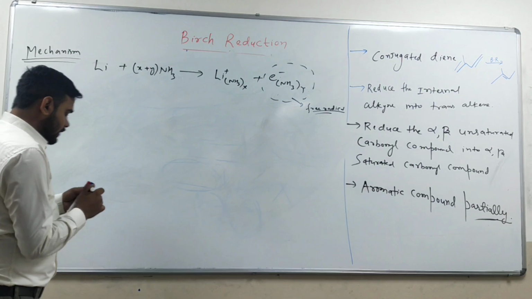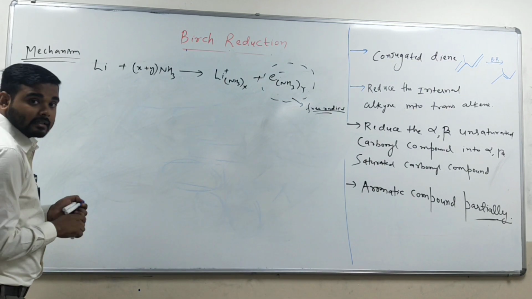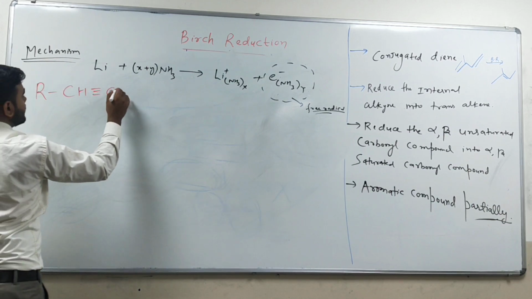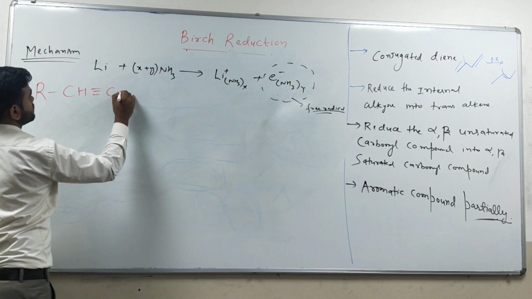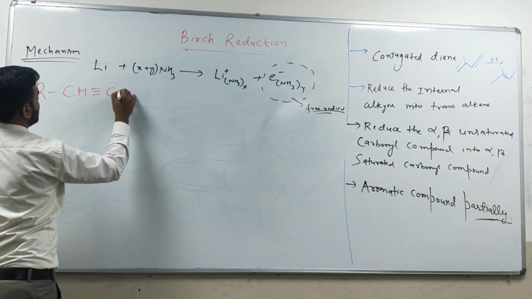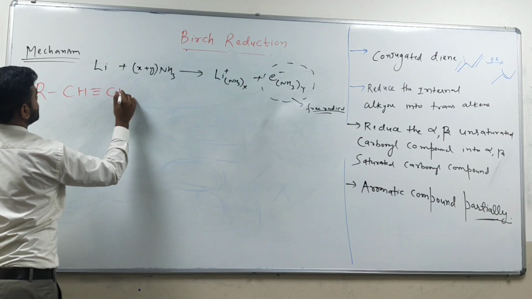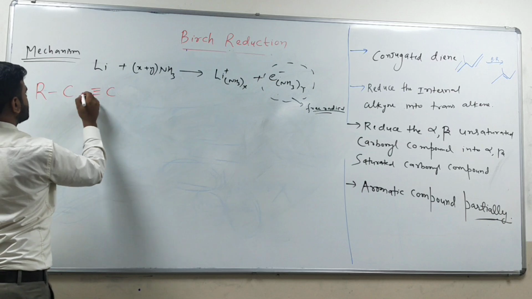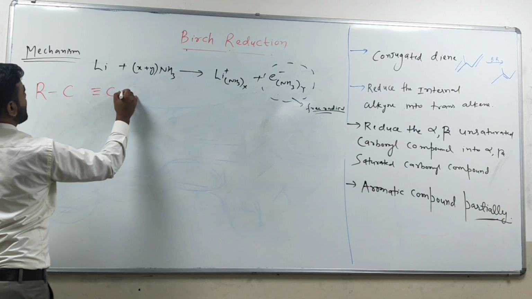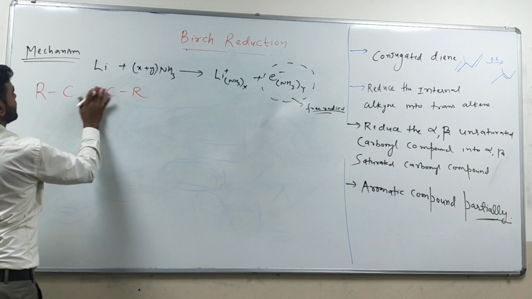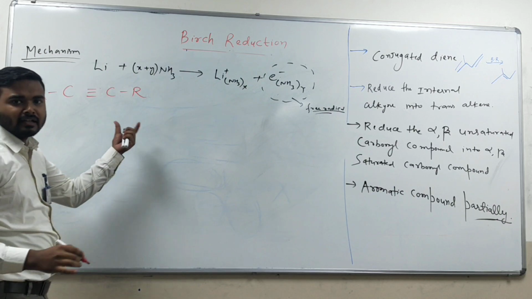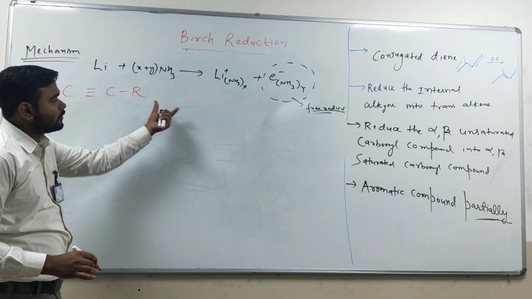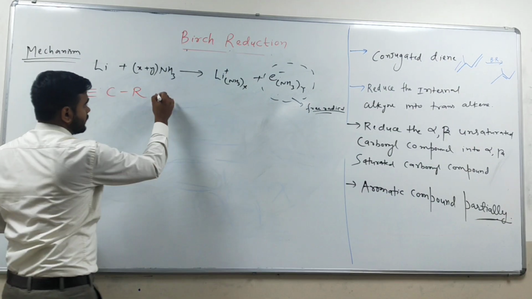Okay. So let us take the internal alkyne. So this is our internal alkyne. Let us see, when you take this internal alkyne and do the Birch reduction, what will you get as the product?